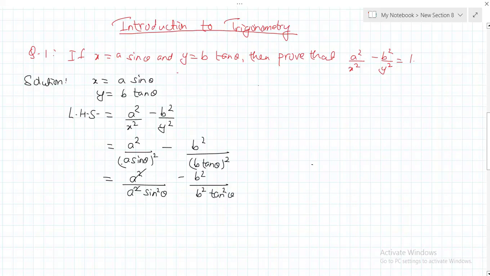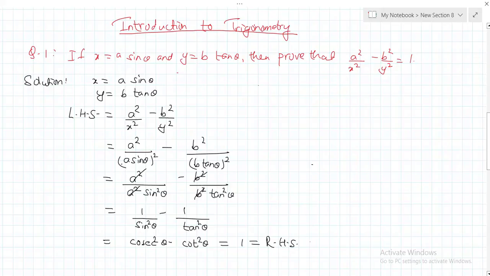From here a square and a square is cancelled, so the numerator is 1, denominator is sin square theta. Similarly in the second part, b square and b square is also cancelled, so upper one is 1 and downward is tan square theta. Now we know the formula 1 by sin square theta is cosec square theta, minus 1 by tan square theta is cot square theta. Now we know the relation cosec square theta minus cot square theta is 1. So this is equal to RHS. In this way we can prove this question.